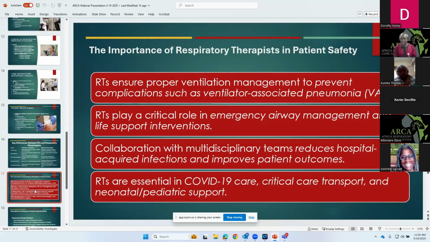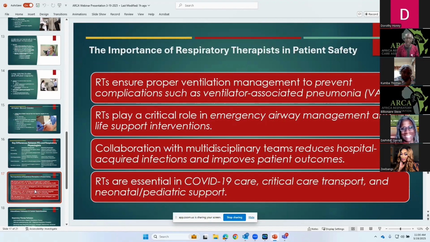And when you start thinking about COVID-19, COVID was something that we had several years ago. It was a pandemic that affected not only the U.S. but countries all over the world.